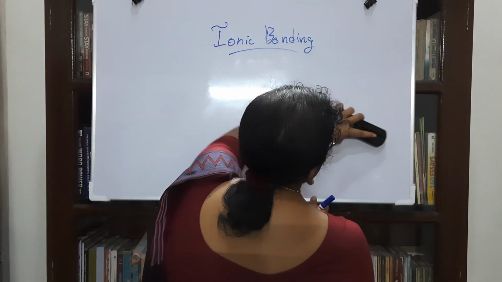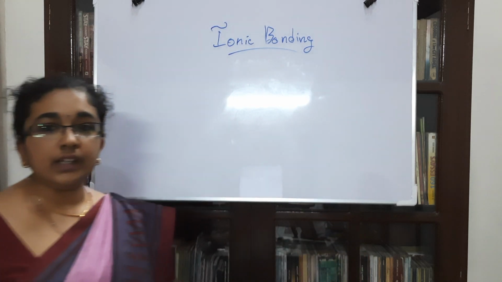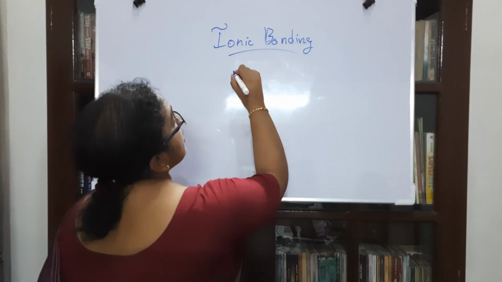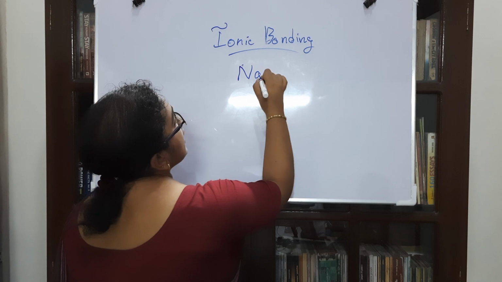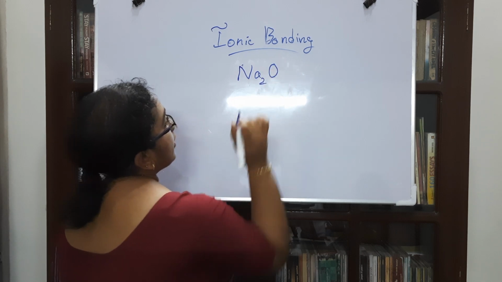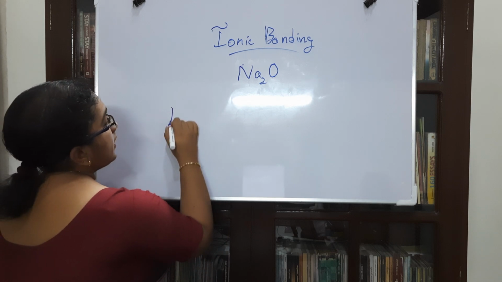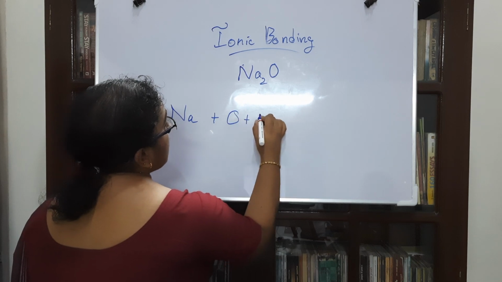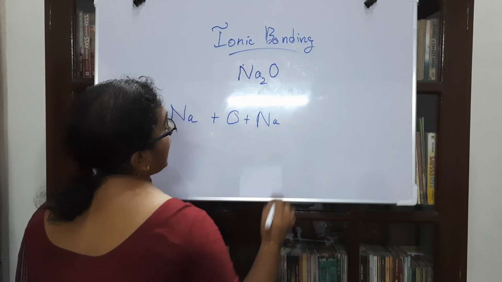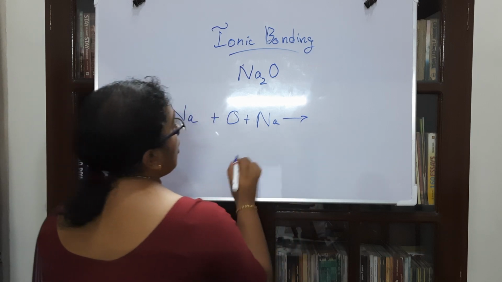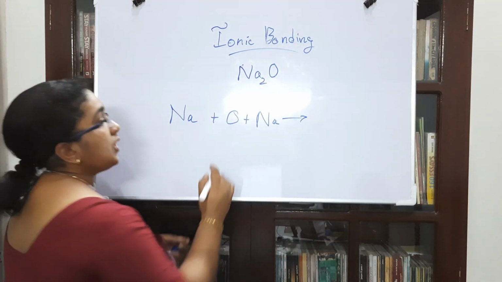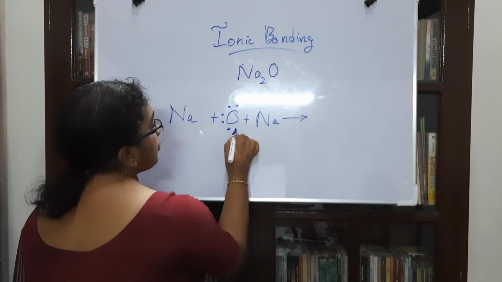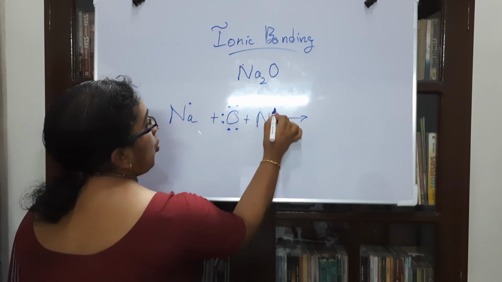Now let's take another example, that is sodium oxide. The formula is Na2O. So sodium plus oxygen plus sodium. Two sodium atoms are there. For oxygen, we know the outermost shell contains 6 electrons, and for the sodium atoms, 1 each.